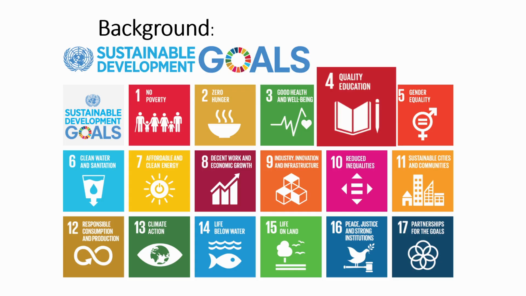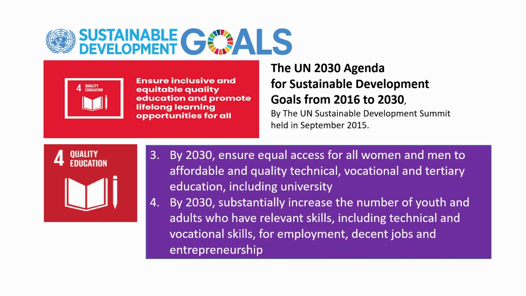In 2015, the member states of the United Nations adopted the 17 Sustainable Development Goals as a part of the 2030 UN Agenda. And goal number 4 is about quality education. Goal number 4: ensure inclusive and equitable quality education and promote lifelong learning opportunities for all. Target number 3: by 2030, ensure equal access for all women and men to affordable and quality technical, vocational, and tertiary education, including university. And target number 4: substantially increase the number of youth and adults who have relevant skills, including technical and vocational skills for employment, decent jobs, and entrepreneurship.